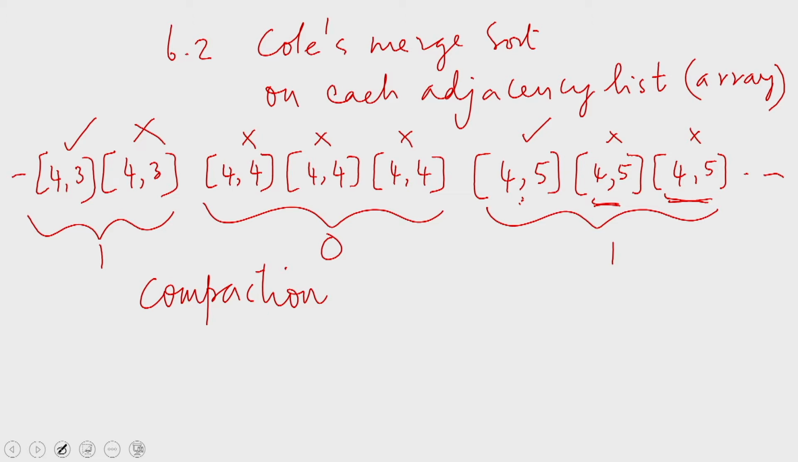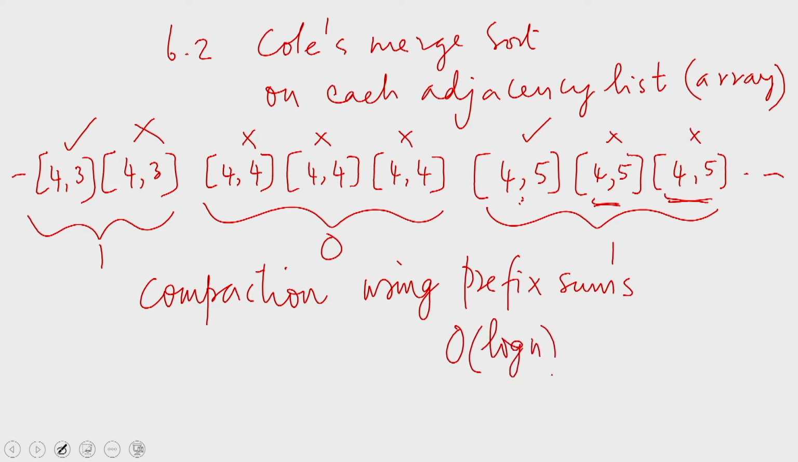So, after marking all of them, we will do a compaction using prefix sums. This is an algorithm that we have seen before. This also can be done in order of log n time. So, now let us see how the graph looks like.